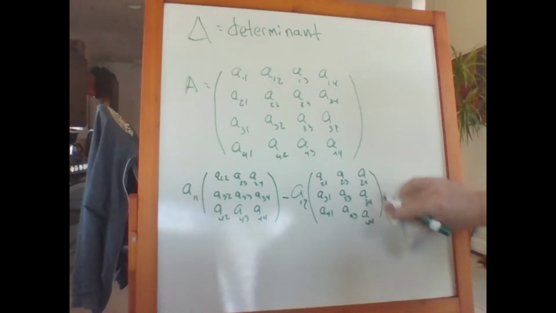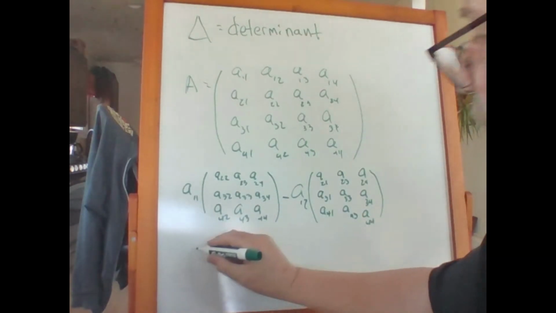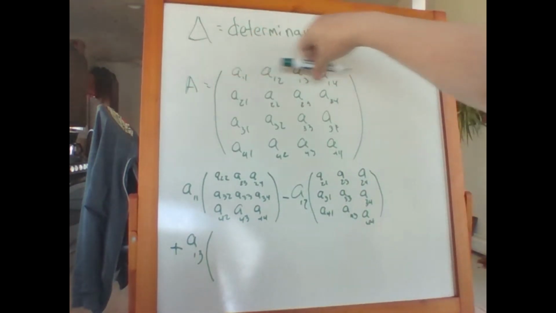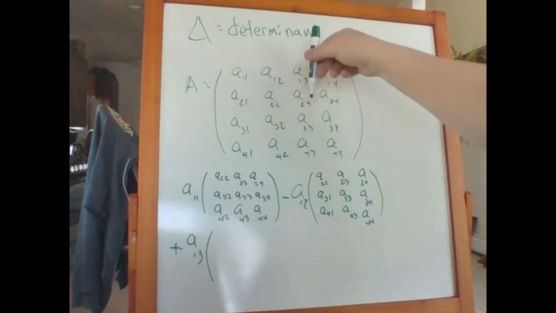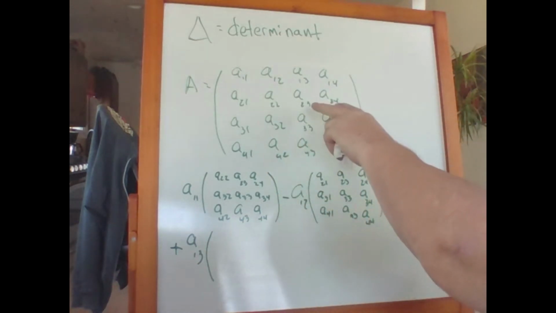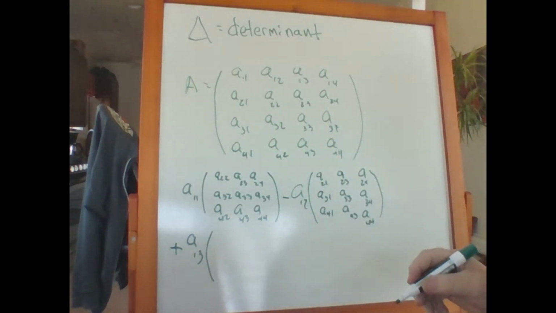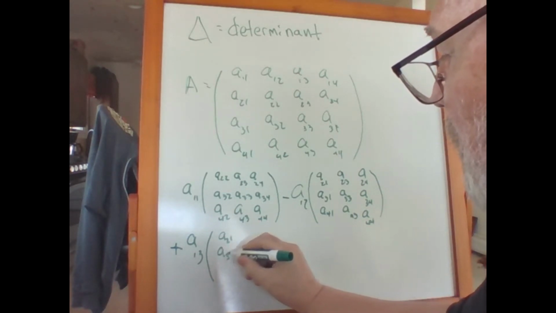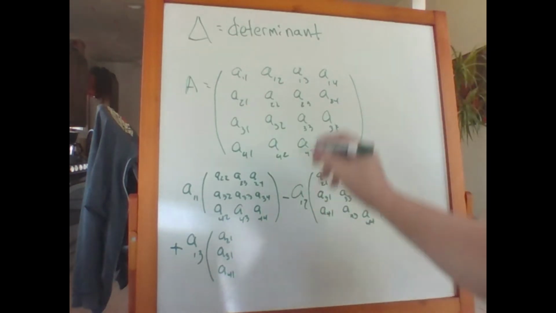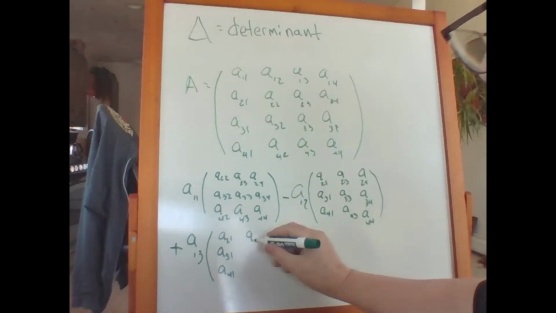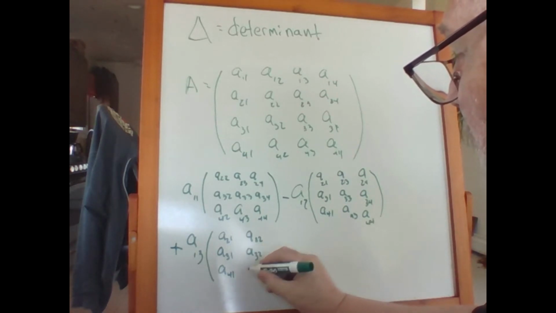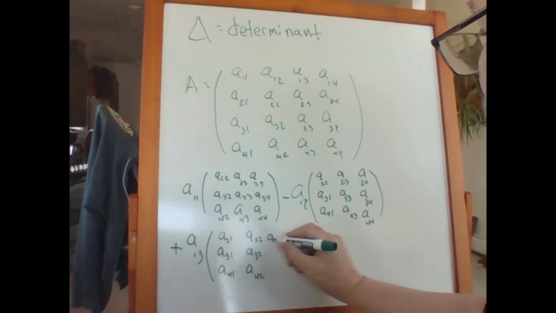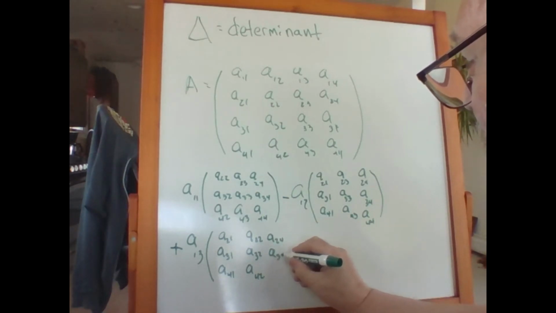So let's write that down here because we don't have it. It's going to be plus A13. For A13, we eliminate this row and the column that A13 is in. So that leaves these six, and that three. Those are going to be the minors for that. So that's A21, A31, A41, A22, A32, and A42. And now this last A24, A34, and A44.